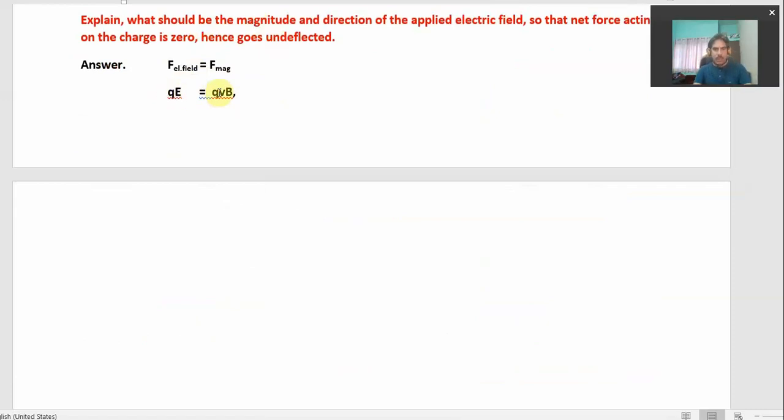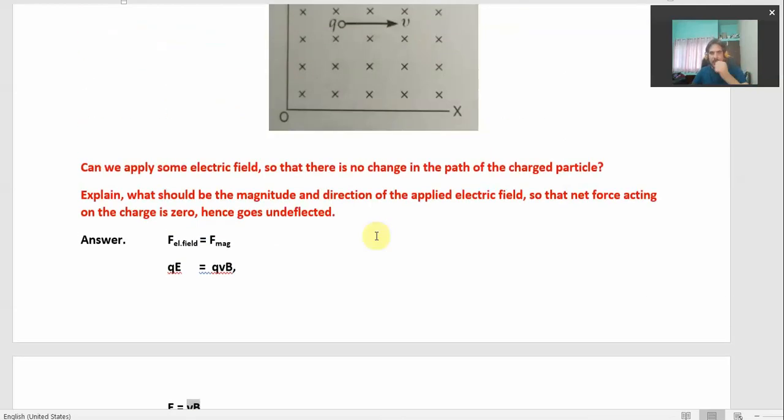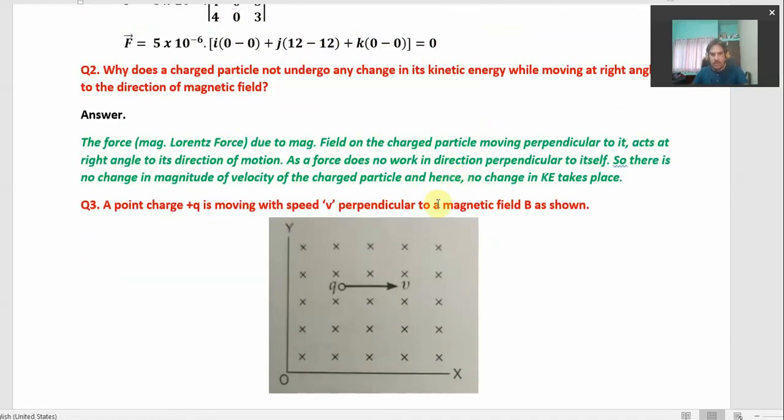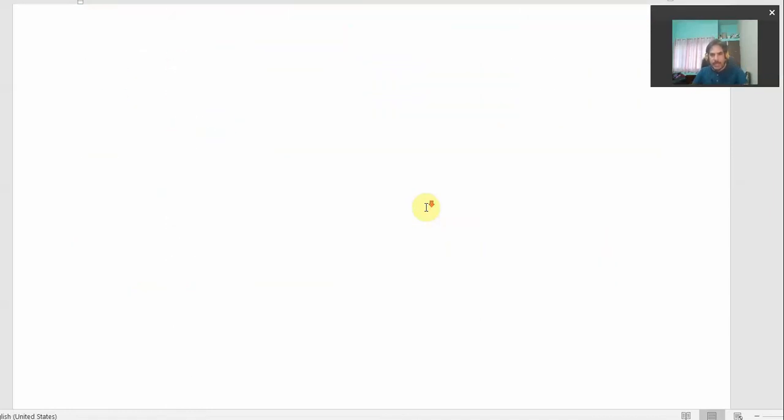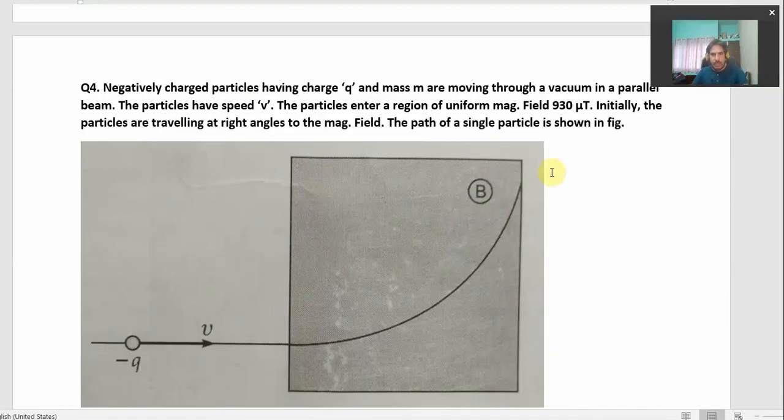So from here we see that Q cancels out on both sides, and we are left with the electric field equal to V into B. So we can apply an electric field of this magnitude, V into B, which can keep the path of this charged particle undeviated, without any change. So this is how we understand or solve such types of questions. Then I take the last question for today.